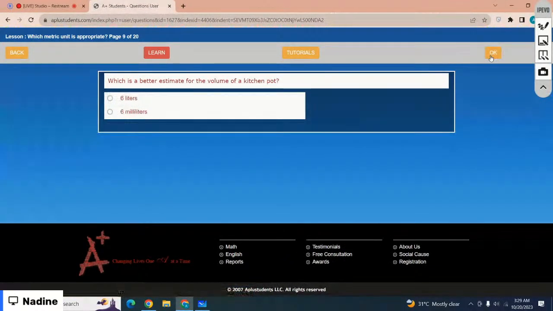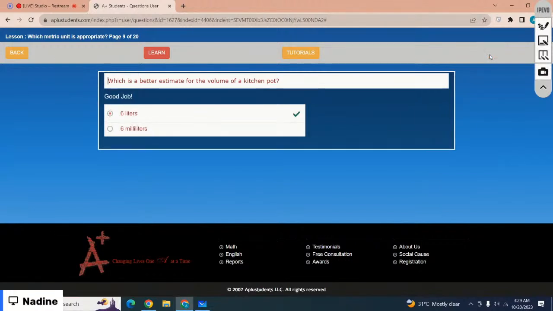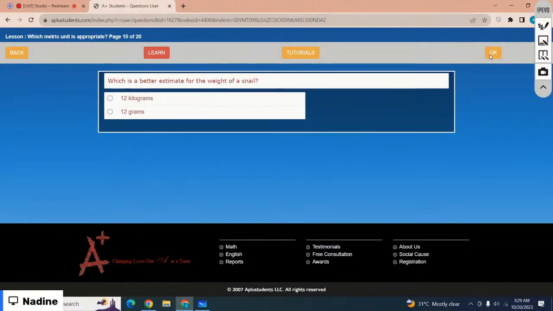Which is a better estimate for the volume of a kitchen pot? The volume of the kitchen pot would be 6 liters. 6 milliliters is too small for the volume of the kitchen pot, right? Which is a better estimate for the weight of a snail, 12 kilograms or 12 grams?